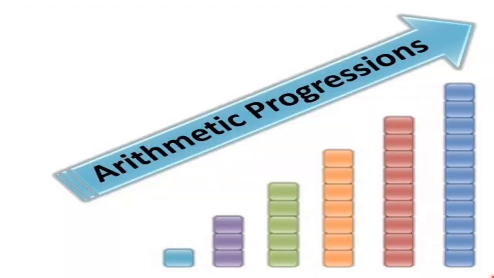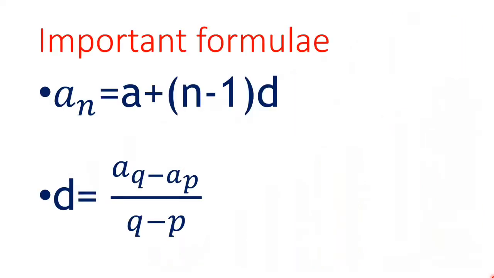From the previous class, we are learning some of the concepts dealing with arithmetic progression. In the last class, we studied some of the important formulae. They are an is equal to a plus n minus 1 into d, and then finding the common difference when there is no first term, as well as the preceding and the succeeding terms are given. Then d is equal to aq minus ap divided by q minus p.